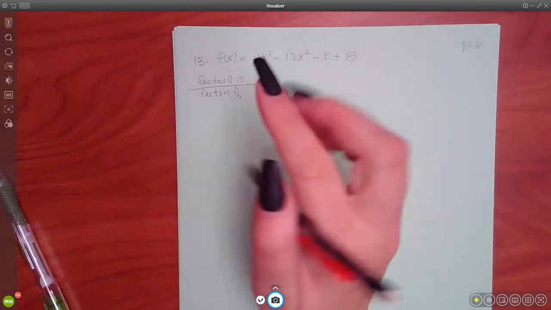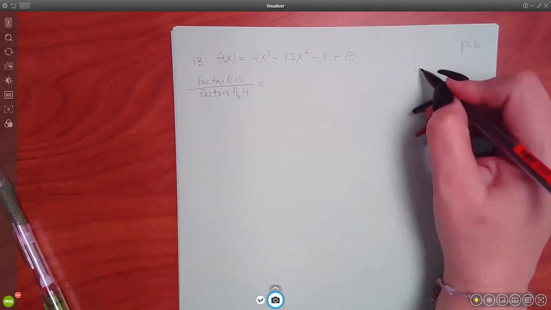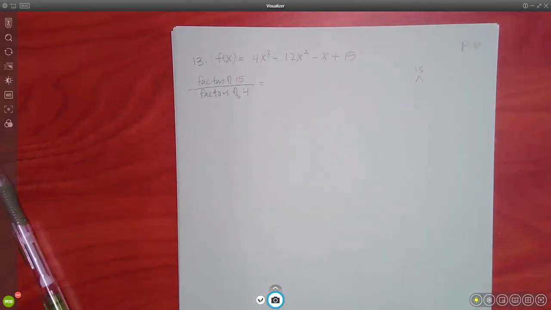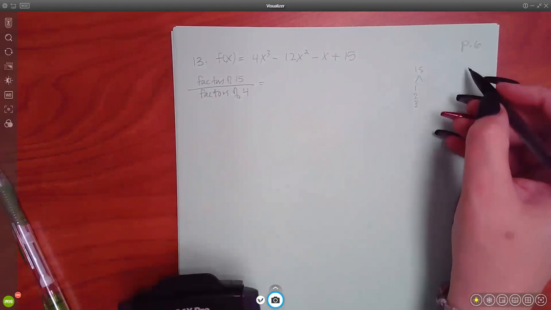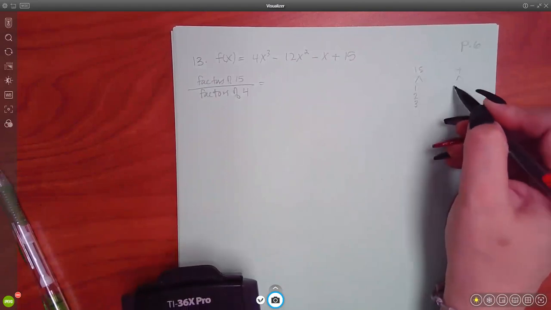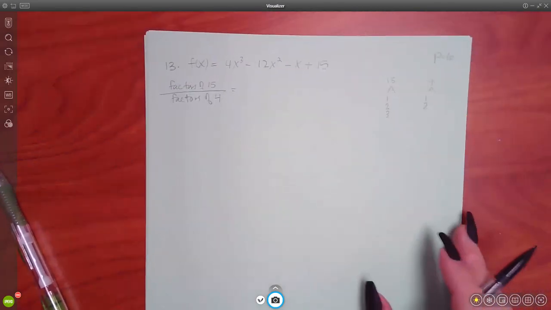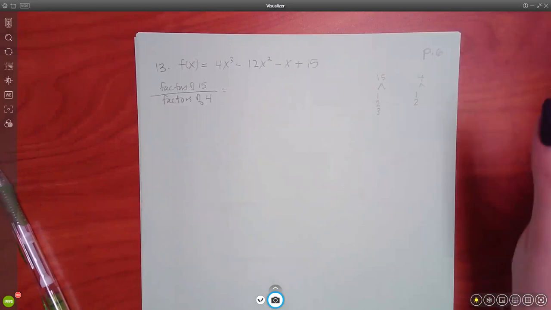Of 4, the guy with the highest exponent, whatever his coefficient is. So for 15, the square root of 15 is, I think, 3 point something. Yeah, it is 3 point something. So I only need to go to 3. And then the square root of 4 is 2, so I only need to go to 2. And once I have completed this chart, I know I have all the factors.